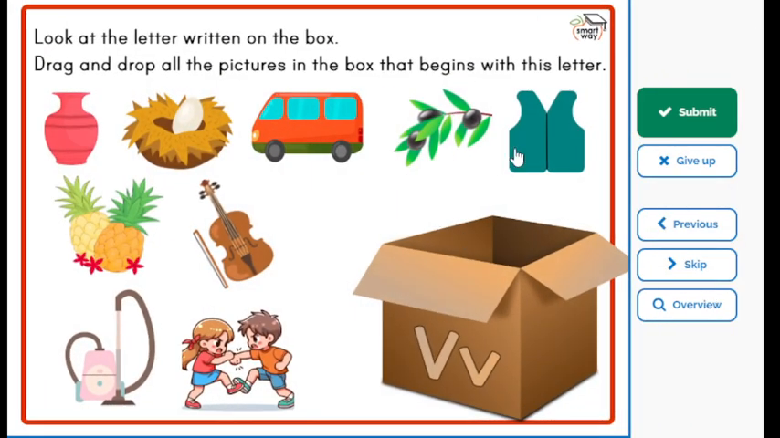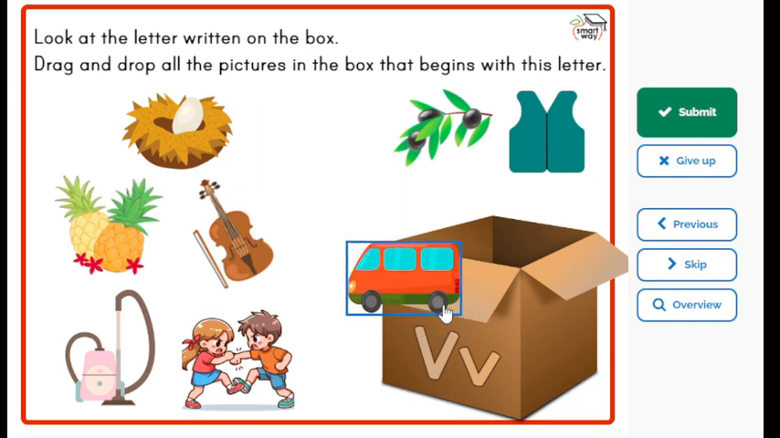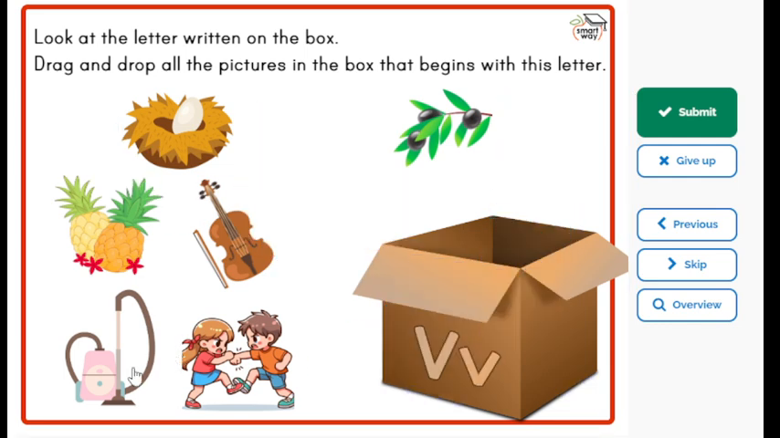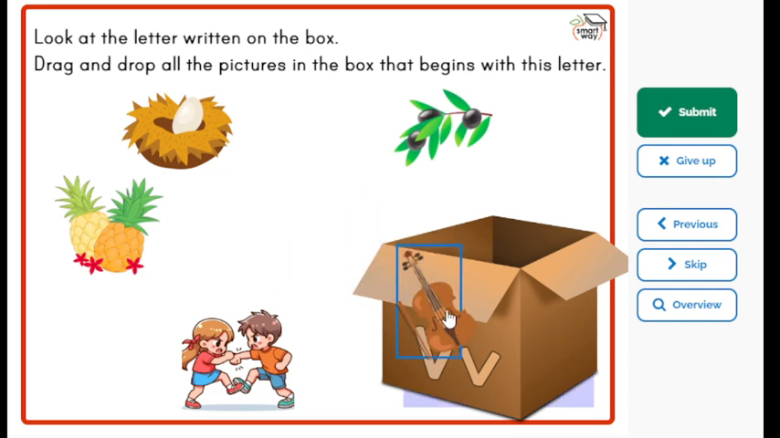Look at the letter written on the box. Drag and drop all the pictures in the box that begins with this letter. Vase. Van. Vest. Vacuum cleaner. Violin.